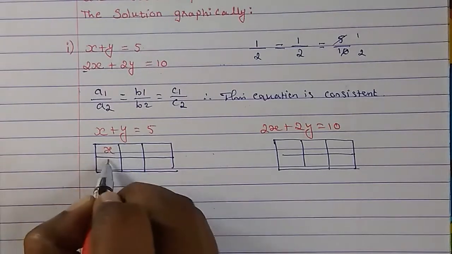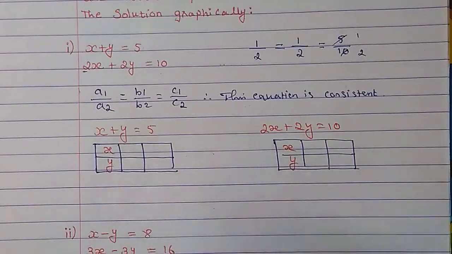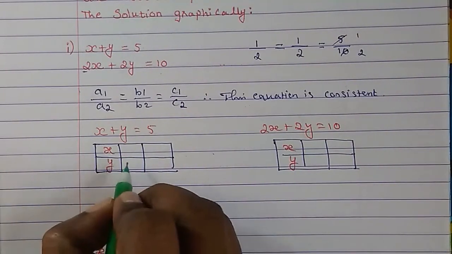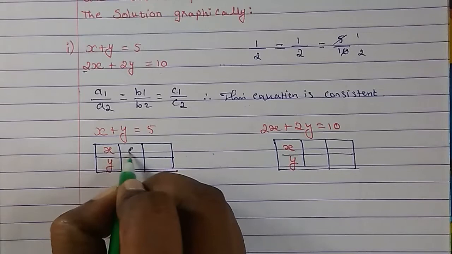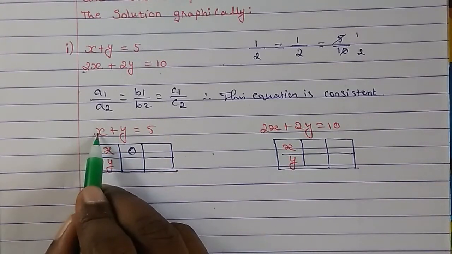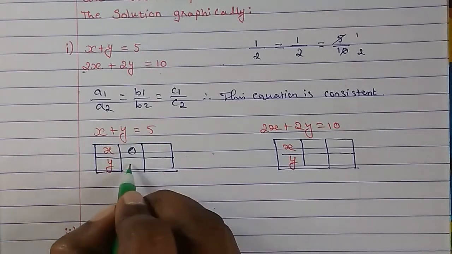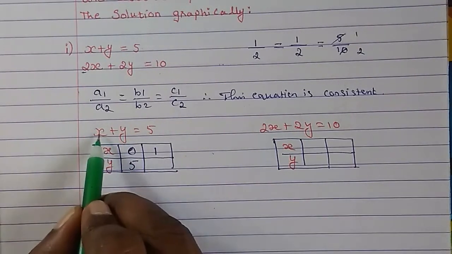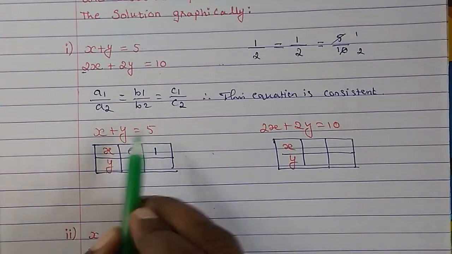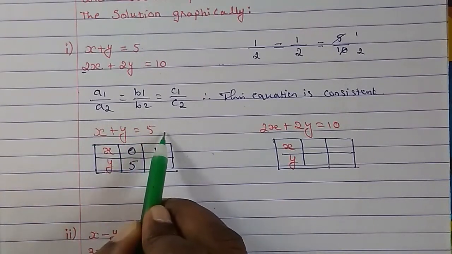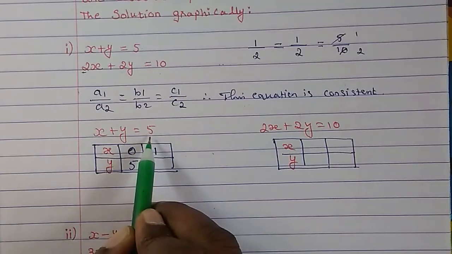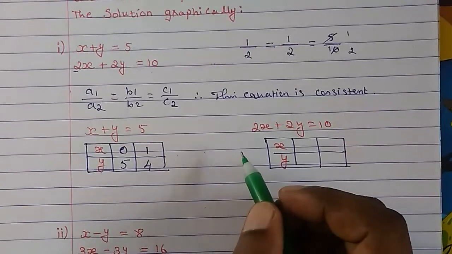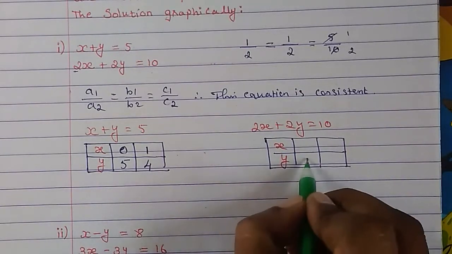So here will be x, this is y. So let's take maybe the x value we will take as 0. So if we keep x as 0, y value we will get is 5. Now let's take x as 1. So if we take x as 1, here we have 5, right? So this 1 comes to this side, it will become minus 1. So then what y value will we get? We will get 4.